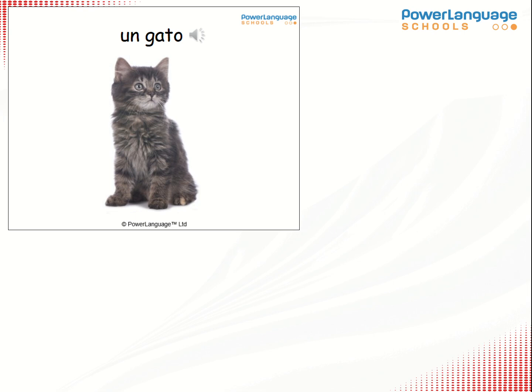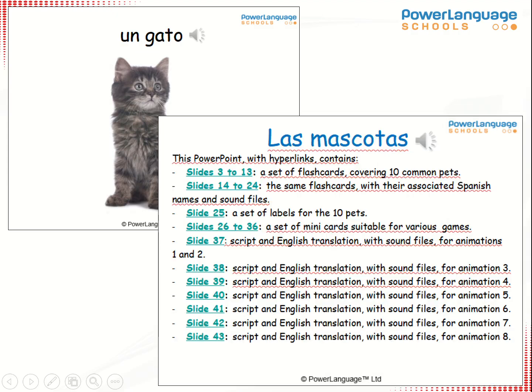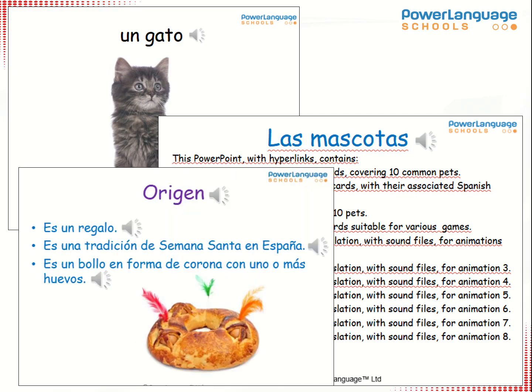There's not too much there. It's nice and clear for pupils. This is a cat, un gatto, and you play the audio file. Within each PowerPoint section, there are clear links to what's on each PowerPoint page and what you can use as a teacher. And there's also embedded content in lots of the lessons that links to the culture of the country as well, which is so important. So, for example, a tradition here around Easter.